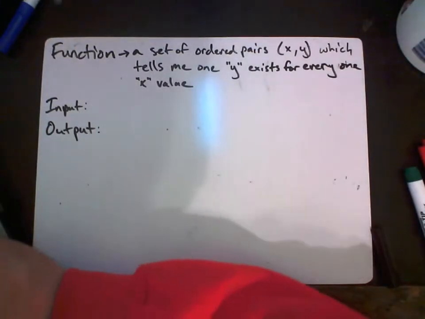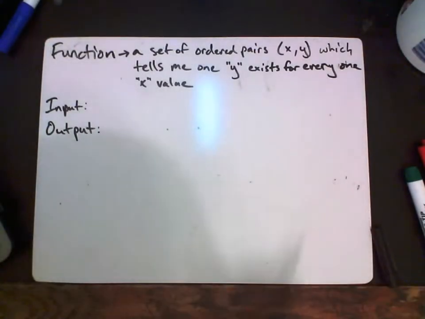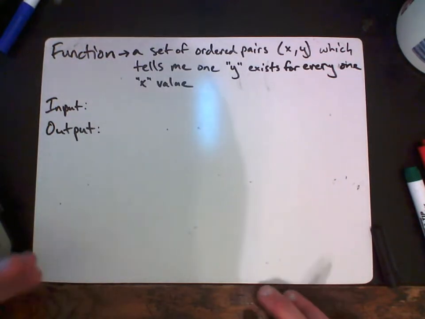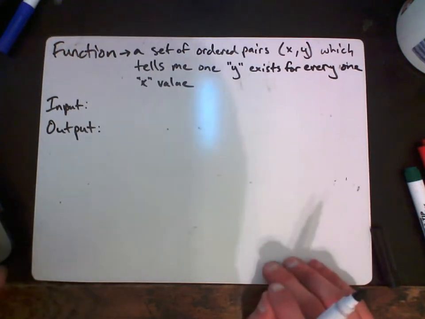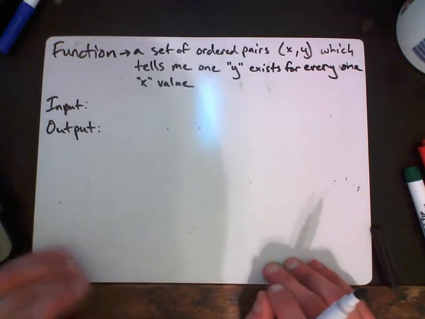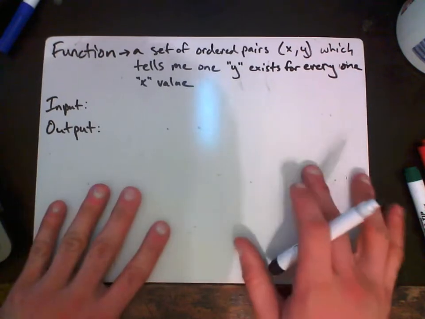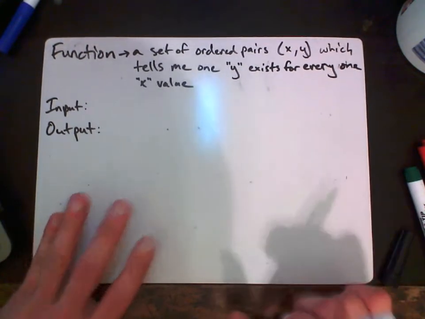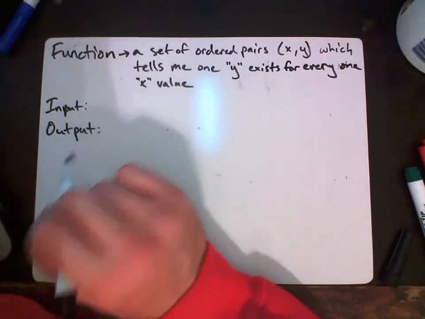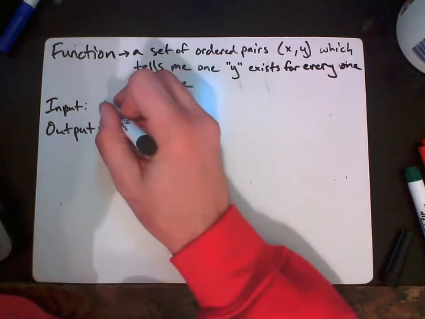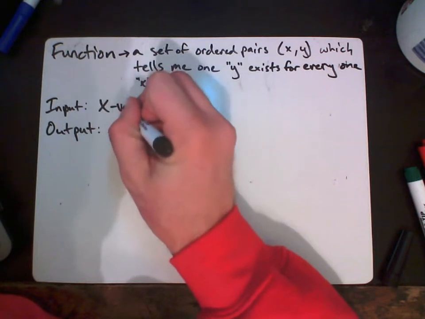Alright, today's lesson is about functions. Functions are sets of ordered pairs which tell me that exactly one y exists for every one x value. This is just a continuation on what we were working on the other day. This will tie directly into graphing points in just a bit. So, my input is going to be my x value.